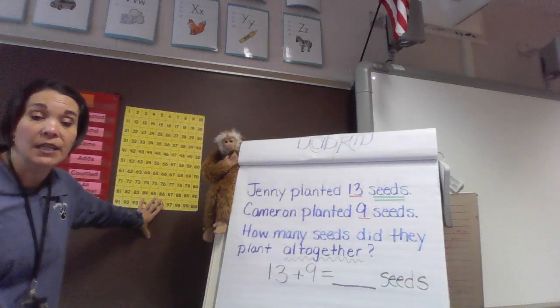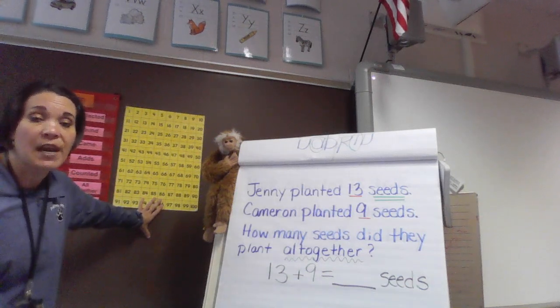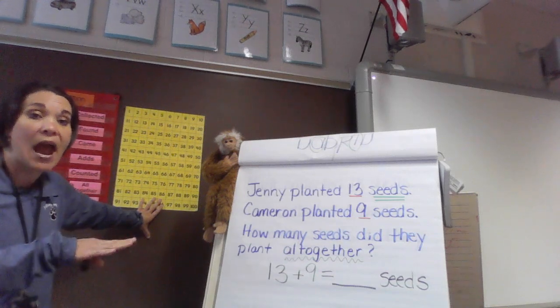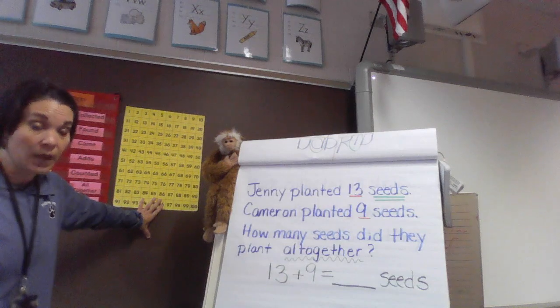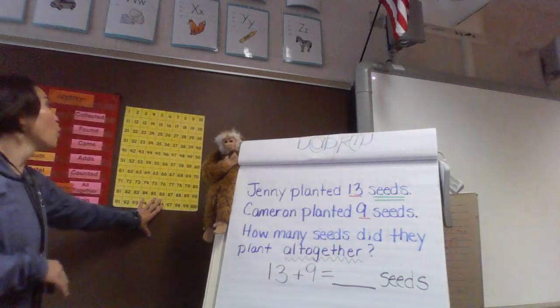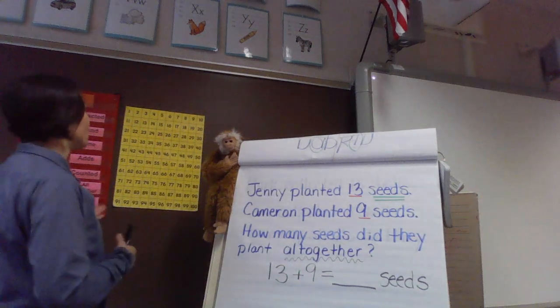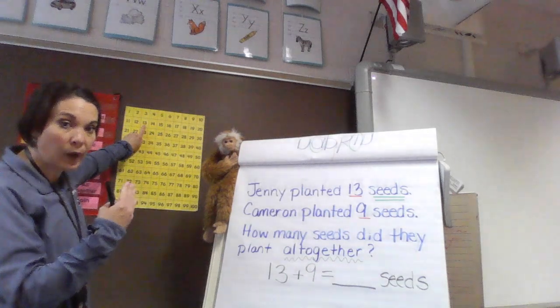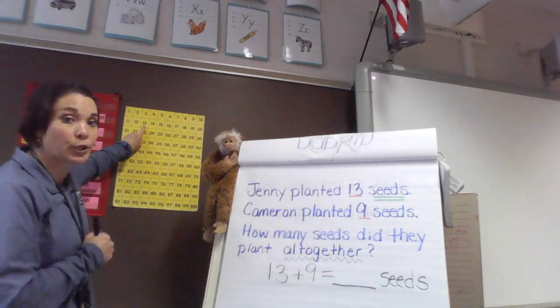If I have one handy, I could start on 13 and I could count up 9 more, because when you're thinking about adding, you're counting on. Subtraction would then be counting back. But since we're focusing on addition, we're counting up here. So I want to start on 13 because usually I always like to start with my larger number and then count on the smaller number.